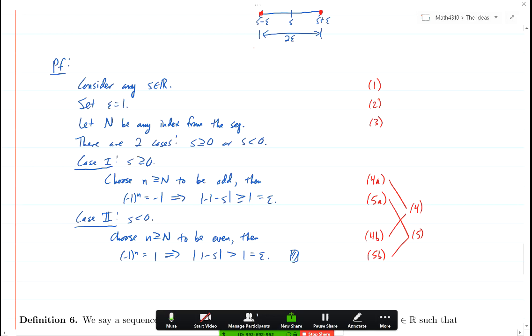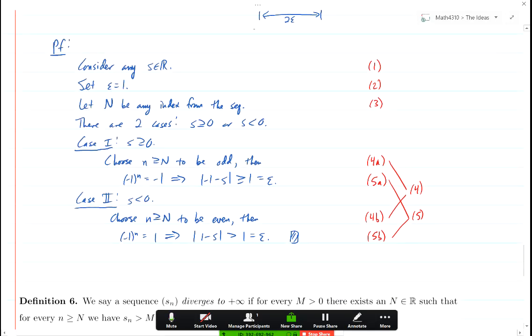So that's 5b. Taken together, I have my steps 4 and step 5. I've completed the proof. I just had to split up the parts of the argument across two possible cases. So that's a basic idea behind proving something like the sequence negative 1 over n diverges.